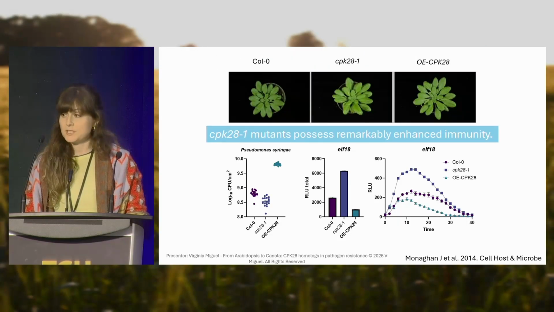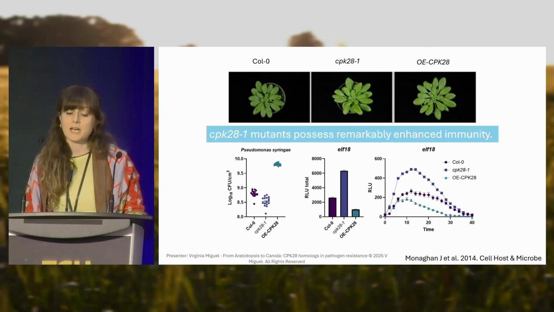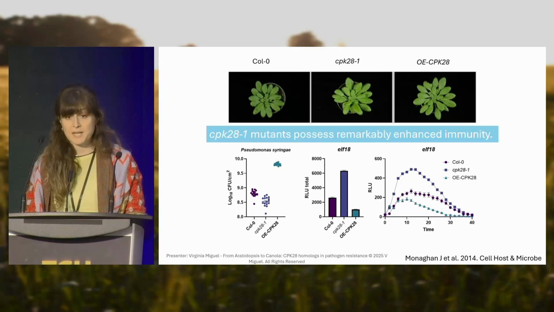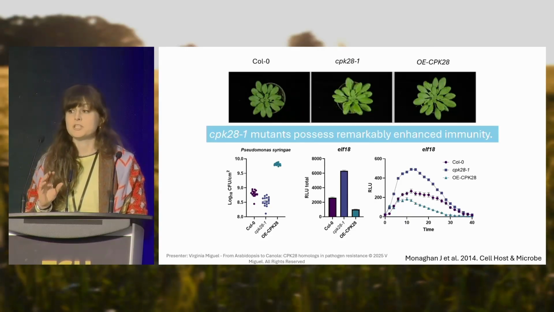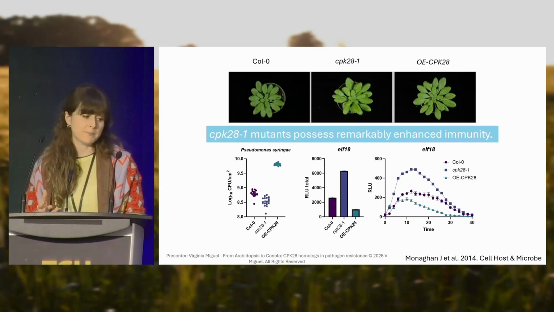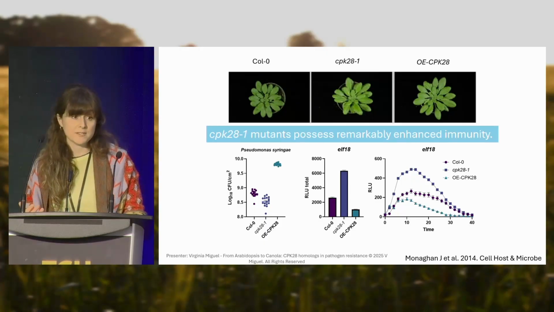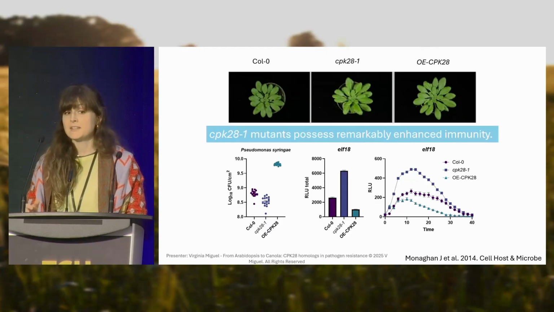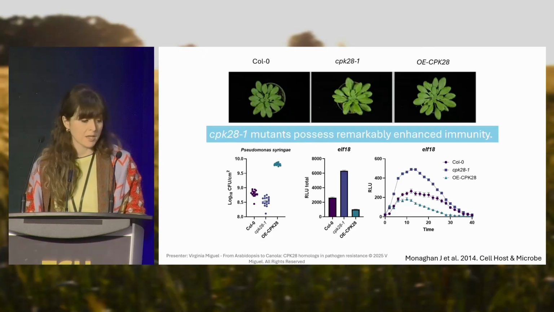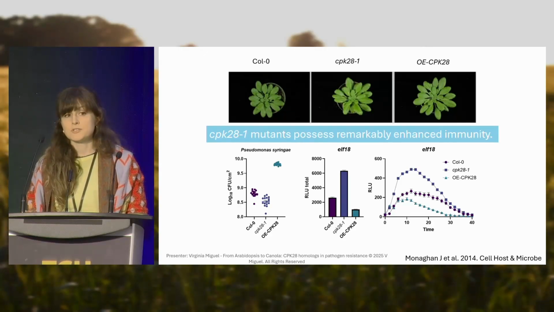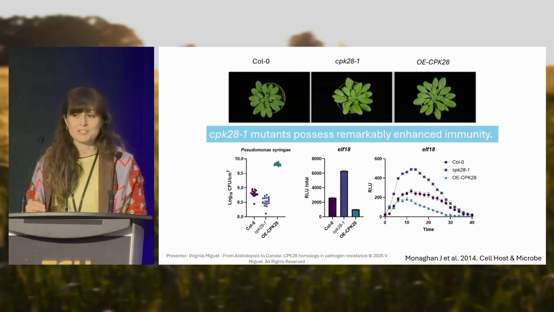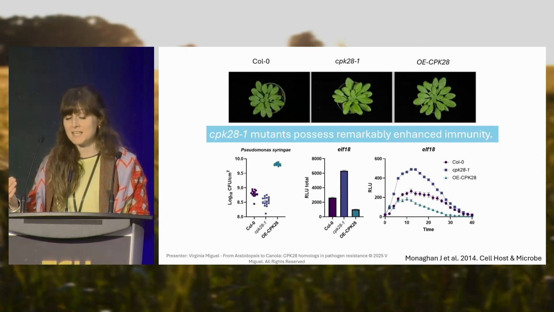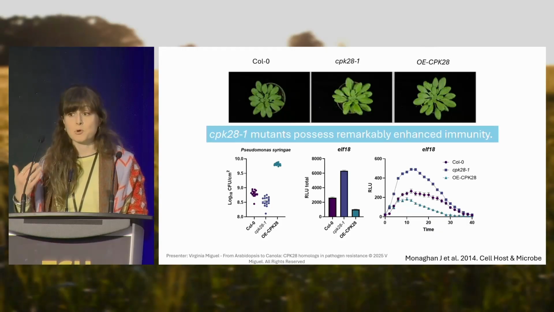CPK28 is a calcium sensor, and in Arabidopsis it has been shown that plants with a mutant version of this protein, or without an active CPK28, are more resistant to diseases. Particularly, in infection with Pseudomonas syringae, these plants are more resistant. And if you measure reactive oxygen species, or ROS, in the apoplast of the plant cell, you can see that these plants release more ROS.